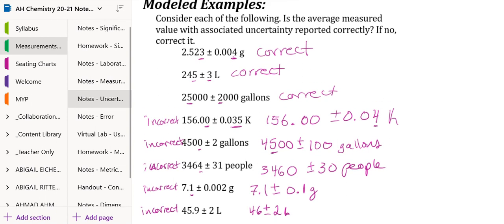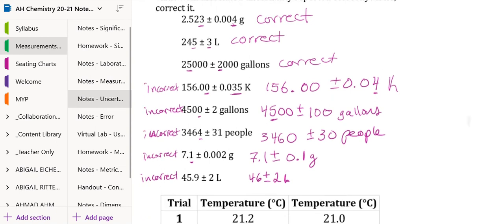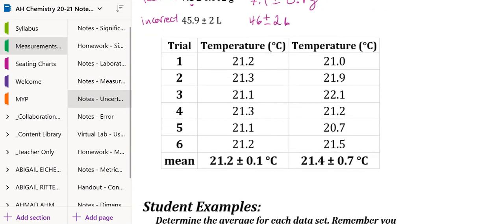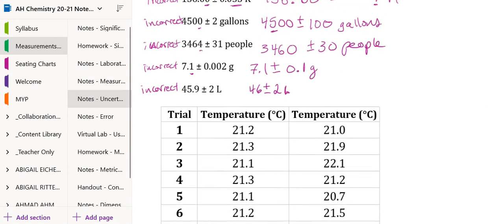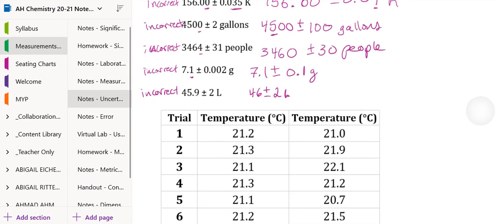Okay, so the reason why we did this is because those two rules sound easy, right? One non-zero digit, and in the same place as our last significant digit in the measured value. They sound easy, but you really need to see them in practice to understand the different scenarios where you might have to round, okay? So now we are going to look at some data. I'm going to cover it up because the answers are already there.